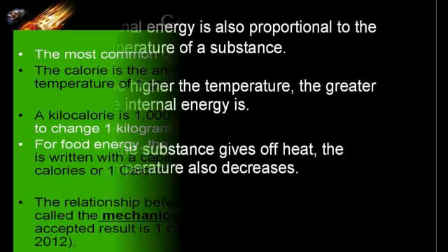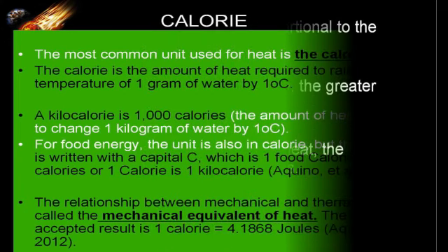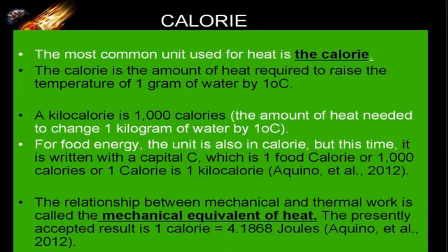The most common unit used for heat is the calorie. The calorie is the amount of heat required to raise the temperature of 1 gram of water by 1 degree Celsius. A kilocalorie is 1000 calories. For food energy, the unit is also calorie, but this time it is written with a capital C, which is 1 food Calorie or 1000 calories, or 1 kilocalorie. The relationship between mechanical and thermal work is called the mechanical equivalent of heat. The presently accepted result is that 1 calorie is equal to 4.1868 joules.